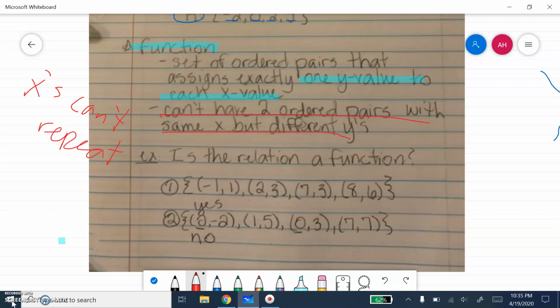Okay. So if we look at these first two examples that I have written down, it just says, is the relation a function? So with number one, we're only really looking at the x's. That's all you care about. So if I look at the x's, we have -1, 2, 7, and 8. Those are all different, and so you would say, yes, that is a function. If you look at number two, if we look at the x coordinates, we have 0, 1, 0, and 7. Now, because we have these two x's that are 0 and they're the same, no, it is not a function.